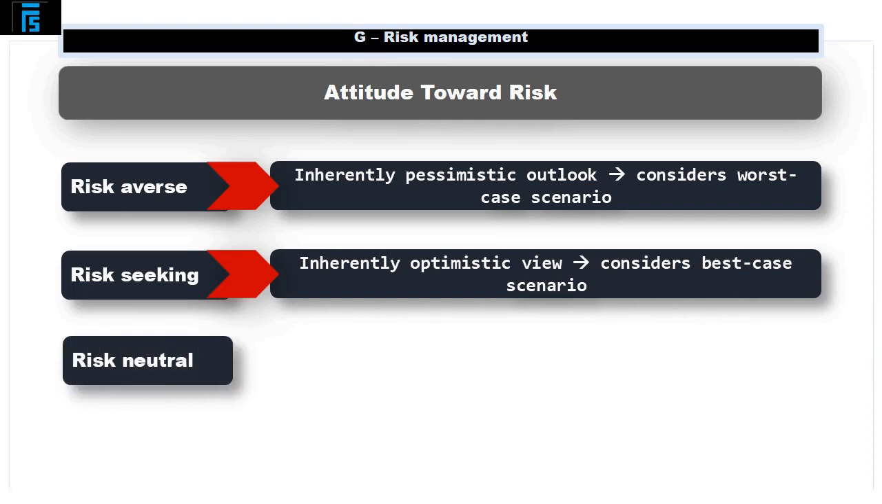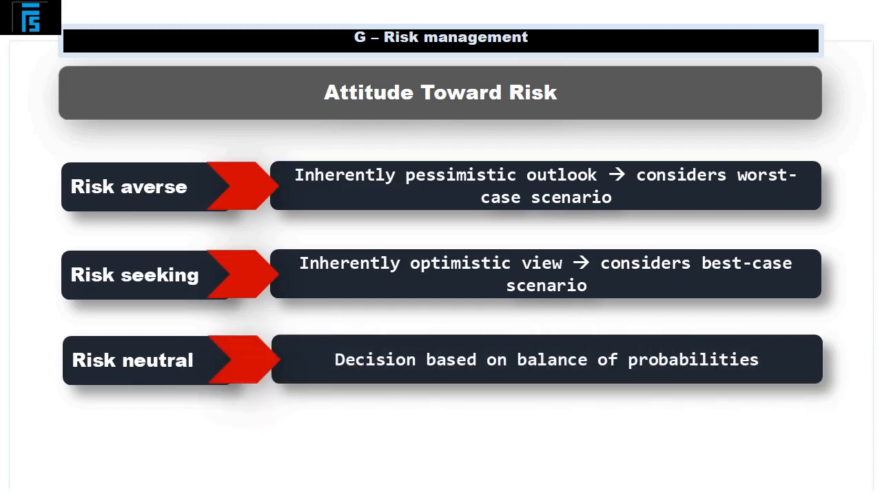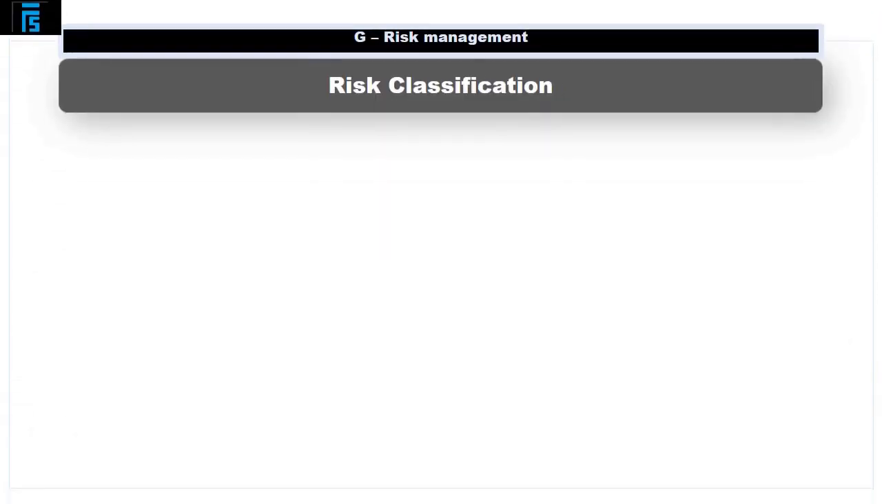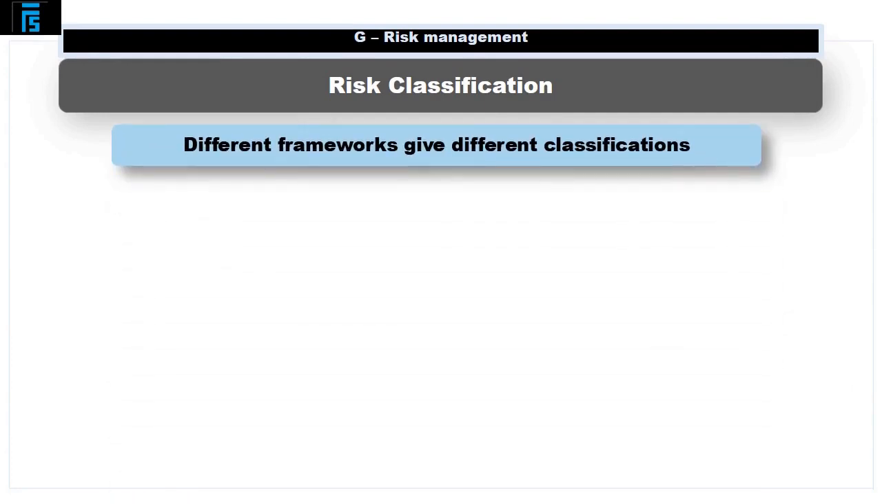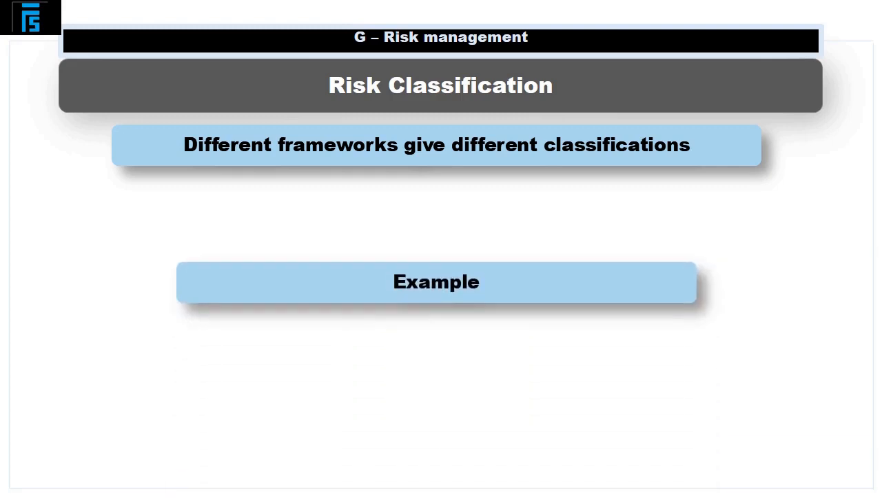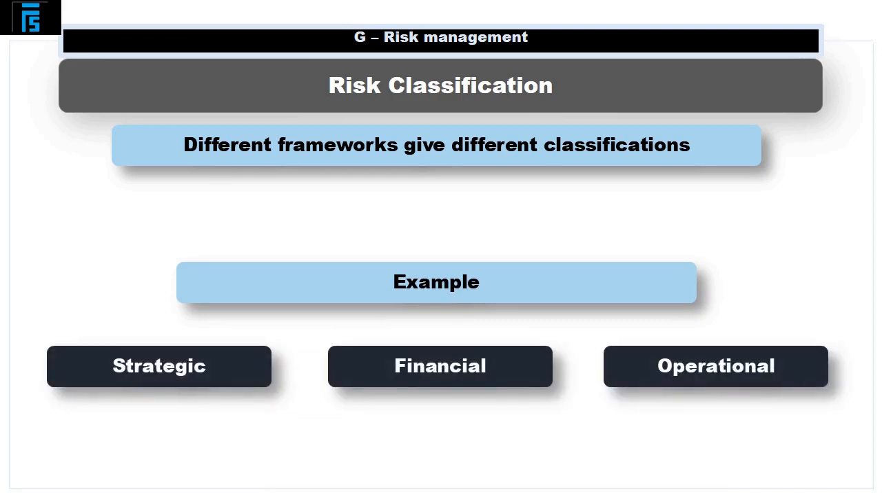The risk-neutral decision maker will make their decision based on the balance of probabilities, without focusing particularly on positive or negative outcomes. Risk comes in various different guises, and many frameworks are available to distinguish between different types of risk that the company may face. Simpler frameworks may consider, for example, strategic, financial and operational risk. Other frameworks can become much more complex.